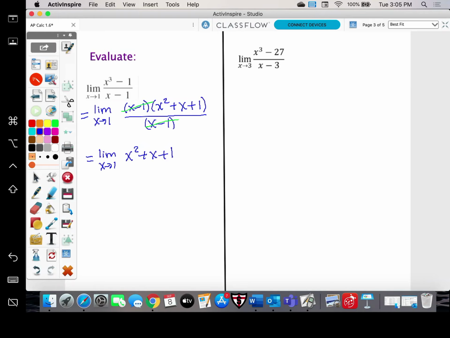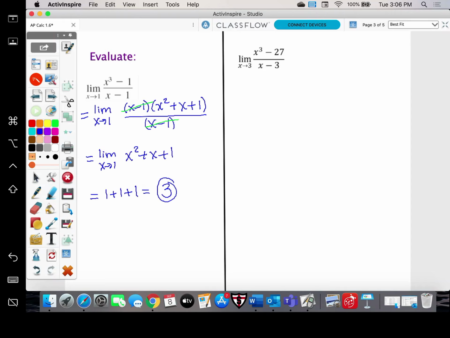And quadratics are well-behaved functions that we talked about in 1.5, so this can be evaluated by direct substitution, and we can say that this limit is equal to 1 plus 1 plus 1, so 3, and we have our limit. Okay, if you want to check on a graph or a calculator or a table, you certainly could.